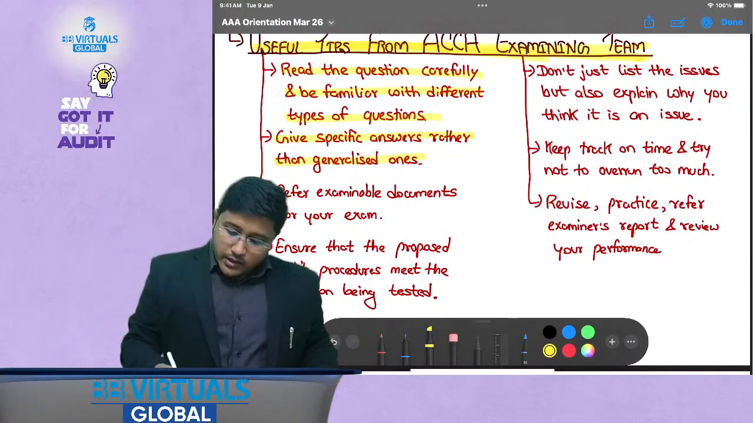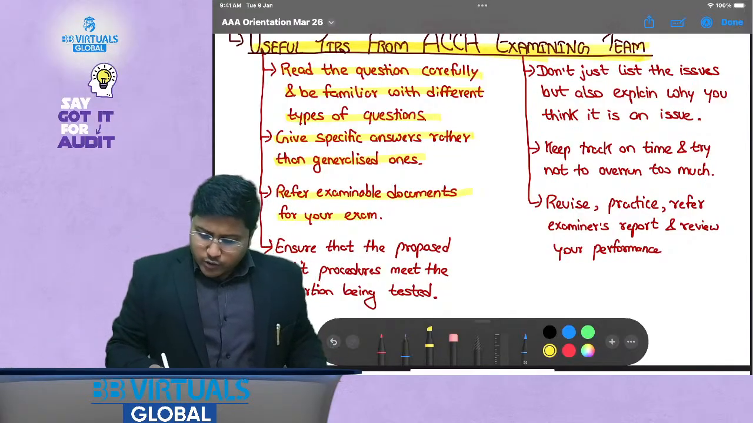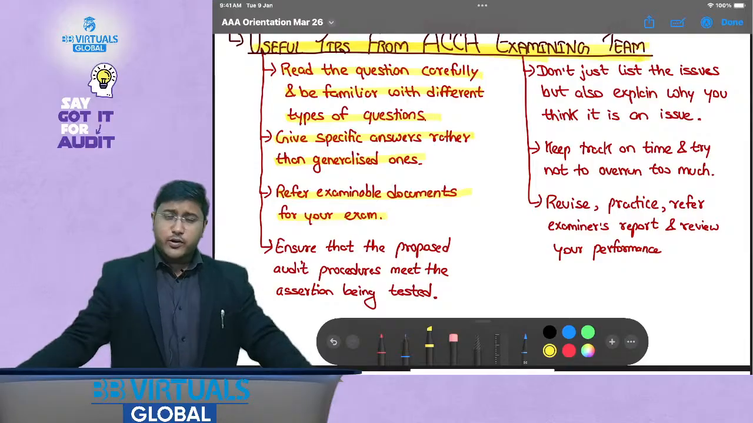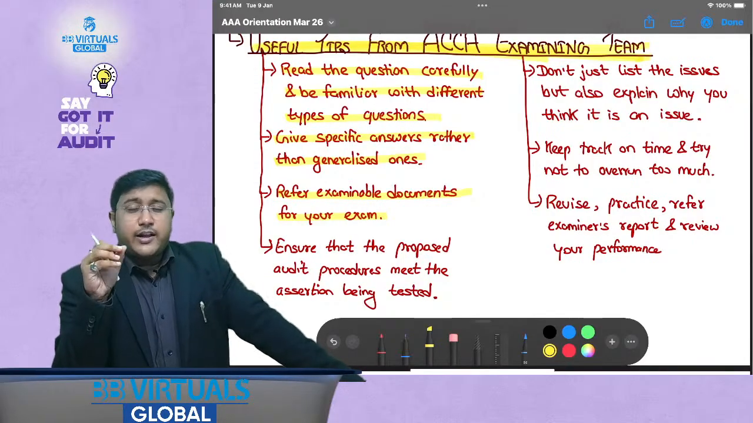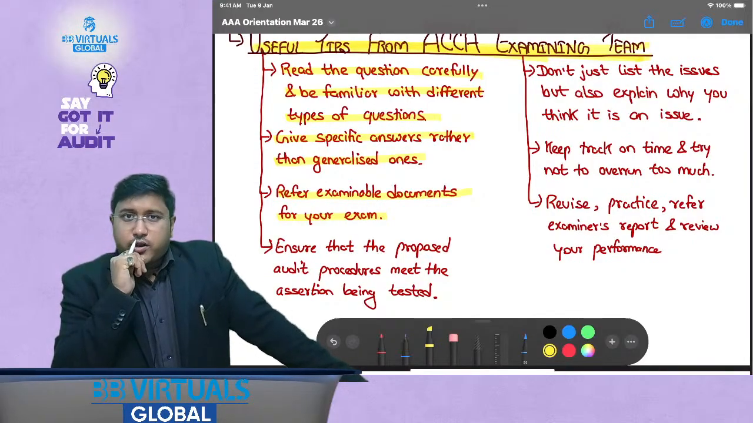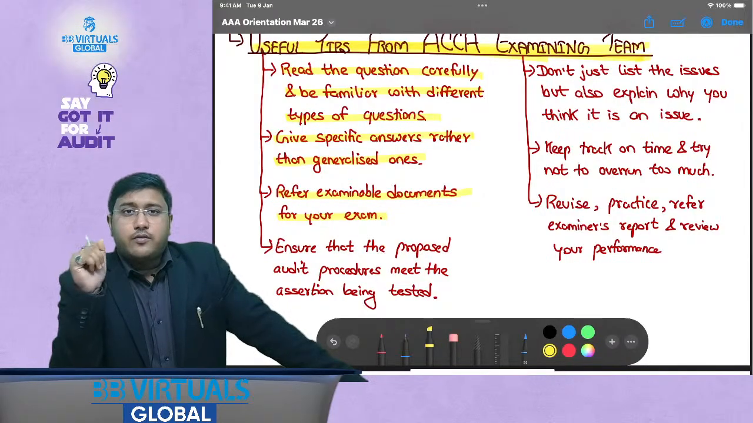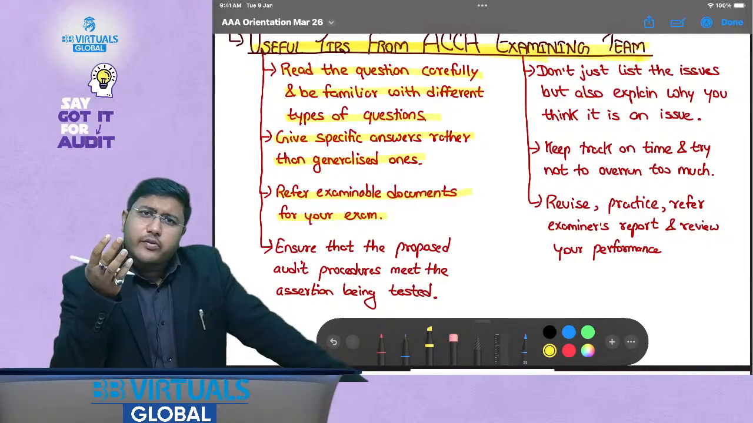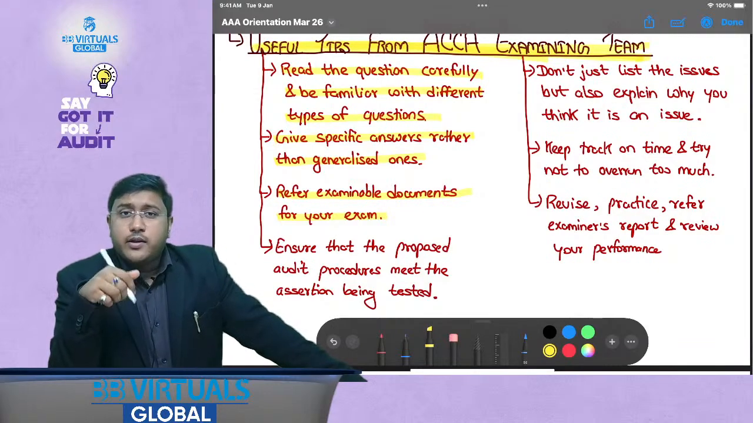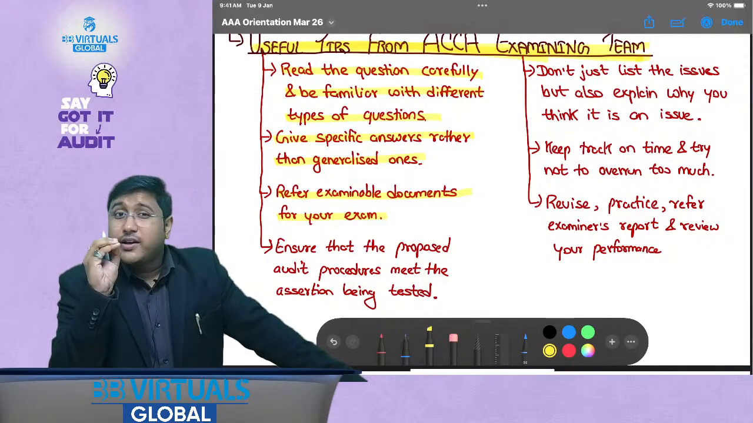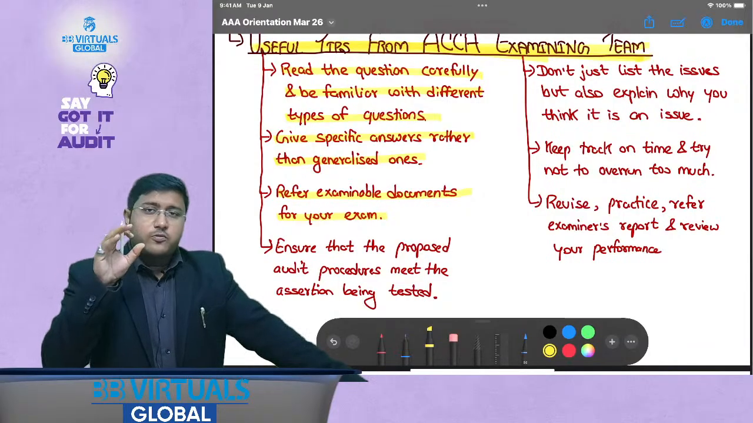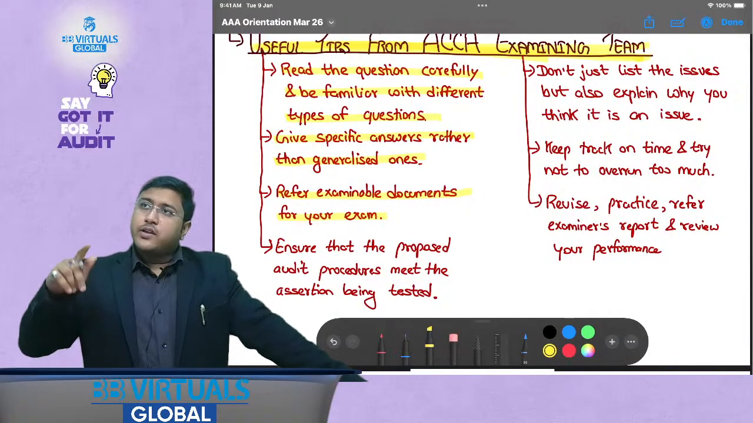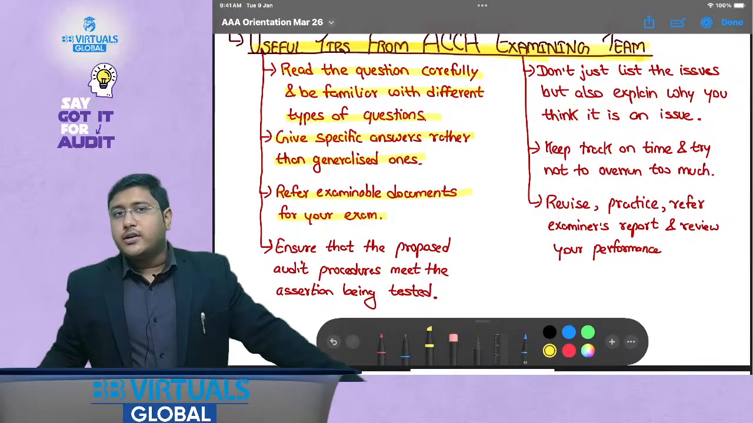Okay. Now refer to the examinable documents for your exam. What are these examinable documents? Every time there's an examinable document, which means that it states what all contents are covered. For example, I told you that opening balances are not covered as part of your AA syllabus. Where is it written? It is written in the examinable documents, and that is going to be a game changer for you, because one of my students made this mistake: they assumed that every standard is covered in AA as well as AAA.